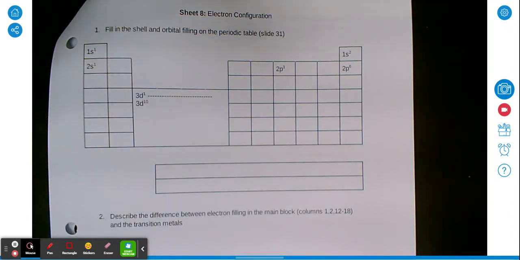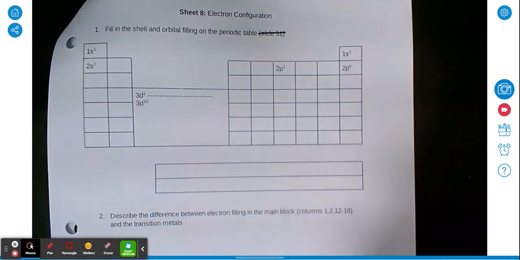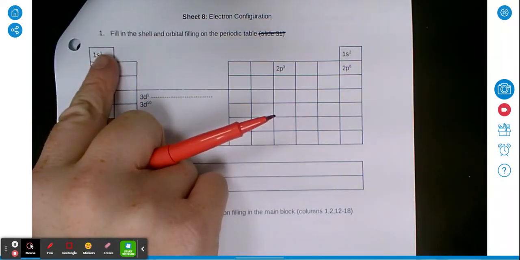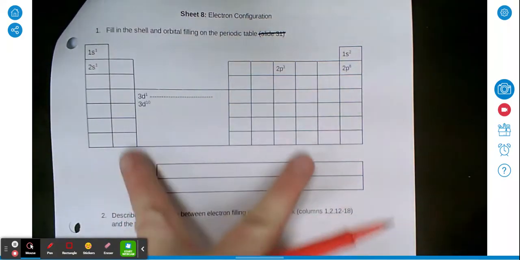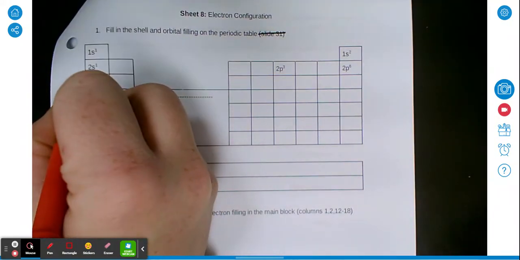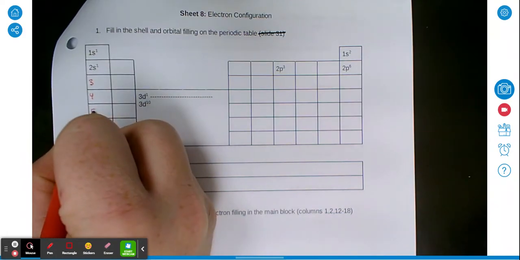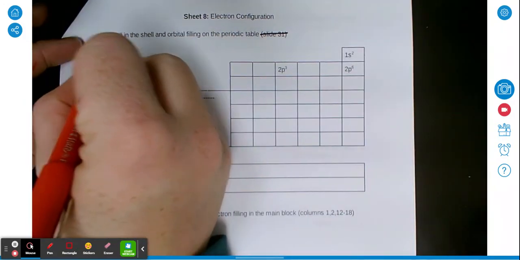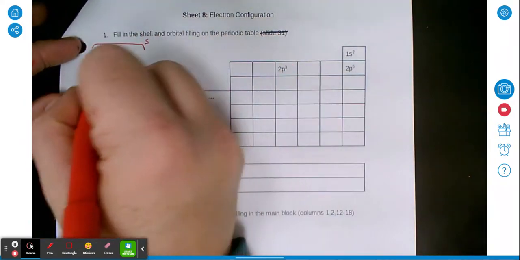So the first page on sheet 8 is more answering questions based off of the theory. The first thing I ask you to do is fill out the shell and orbital filling pattern on the periodic table. Ignore that, that's from a while ago. I'm going to add the colors because I love colors. Remember that the main columns, the tall columns, fill in row number. So I'm just going to go row 1, 2, 3, 4, 5, 6, 7. Anything on this side is going to be in the S flight path.